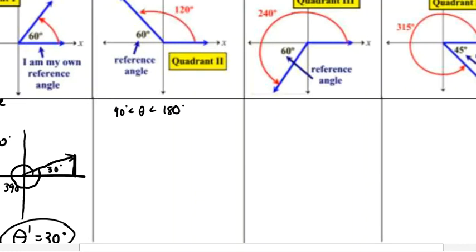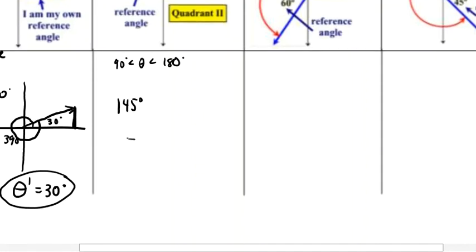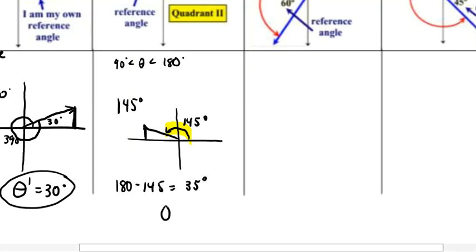So let's start by, let's do 145. Okay, so I'm going to start by drawing my picture. Here's 145. Now I draw my line back down to the x-axis. Okay, and what I'm asking, do we see how this is smaller than a straight line? Since it's smaller than a straight line, I'm going to do 180 minus that 145 to get 35 degrees. Theta prime, my reference angle, is 35 degrees.